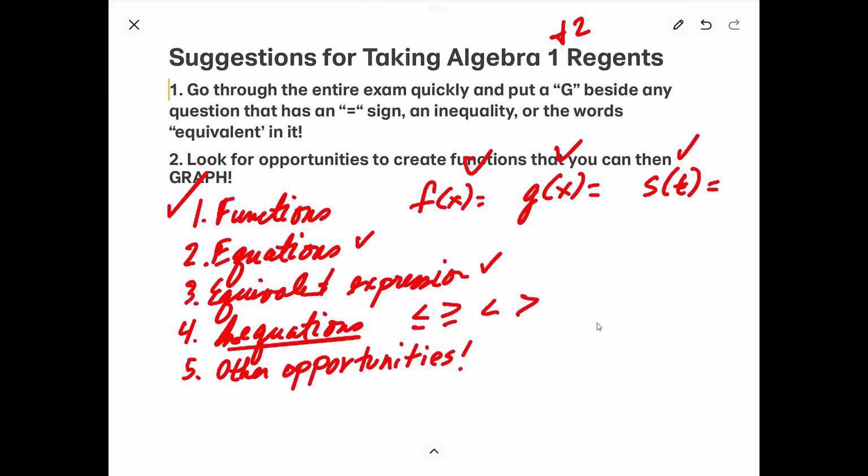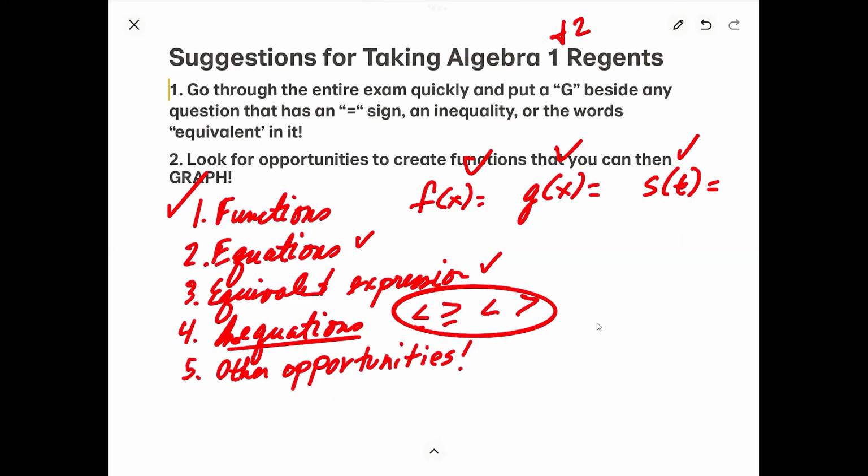Number 4, I said inequations, or basically inequalities. Anytime you see inequalities, you should also be thinking about graphing. And then there are a couple other opportunities here or there that you can also graph. But this is how I am teaching my students.